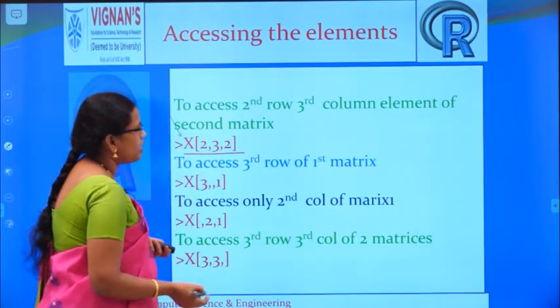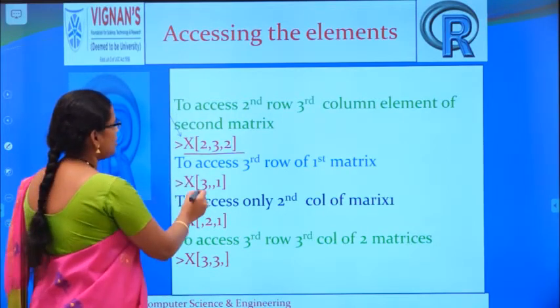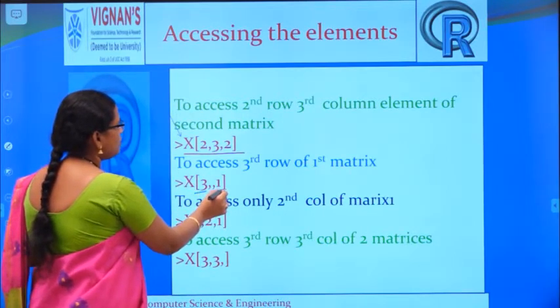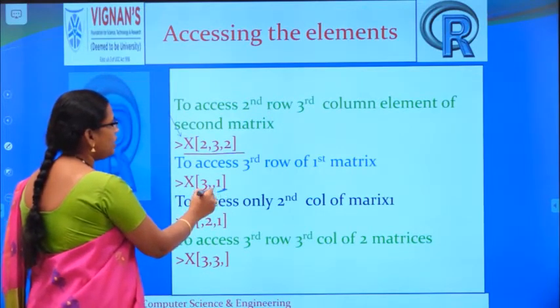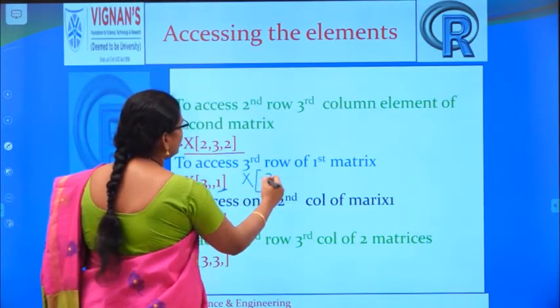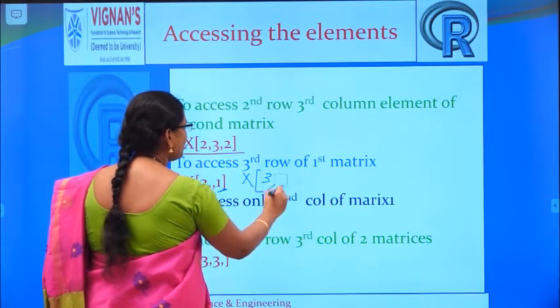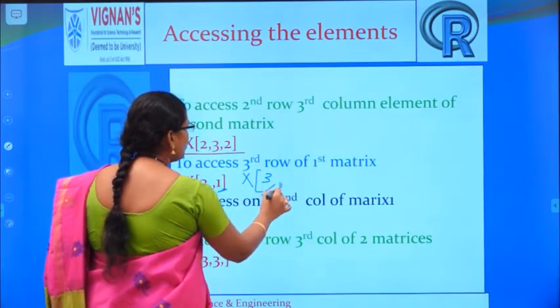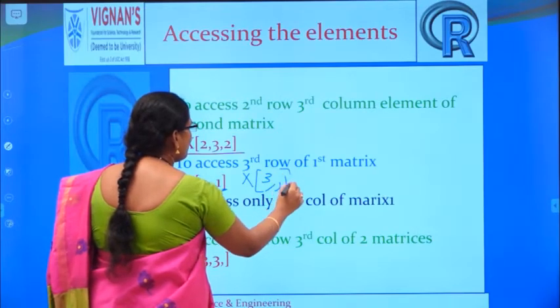And then to access the third row of the first matrix, we have specified only the third row and the first matrix. I have not specified the column, so just leave it empty. So x of 3, not discussing the column, so you leave it empty, then give one more comma, and then just specify the matrix number.